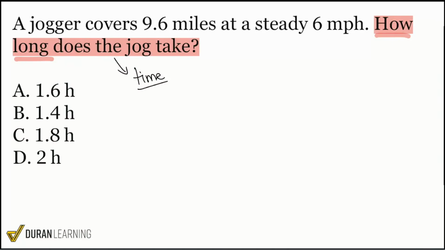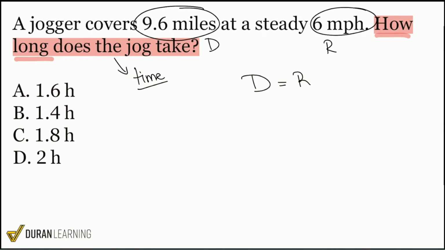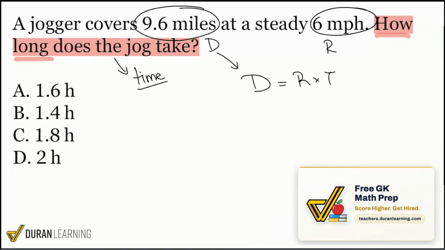Now from here, I see that the information that I'm given is 9.6 miles. That is my distance. And then I see 6 miles per hour, and that is a rate. So notice that I have distance, I have rate, and I'm looking for time. So with that said, I'm going to set up my formula, distance equals rate times time. And remember, the most important thing is to fill in the information in the right places. So we have distance right there, so that's 9.6. We have the rate over here, so that'll be 6 miles an hour. And we multiply that by time, and there we go.